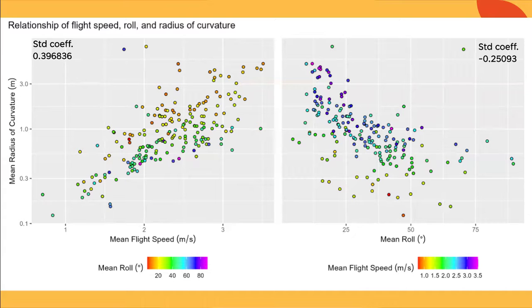And I have standardized coefficients on here. A standardized coefficient is just saying one standard deviation change in the input produces this many standard deviations change in the output. It's a measure of effect size. So ignoring the sign, if I have a large standardized coefficient, it's a large effect size. The effect size for the mean flight speed is 0.39, roughly 0.4. It's cut off. And over here we have 0.25. So this is basically saying mean flight speed seems to have a much stronger effect on the radius of curvature than does the actual roll.